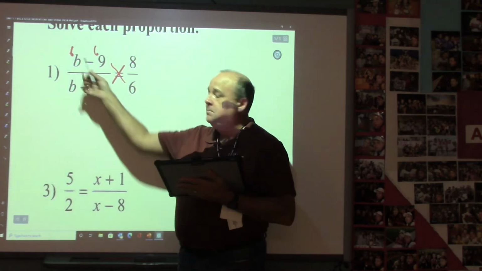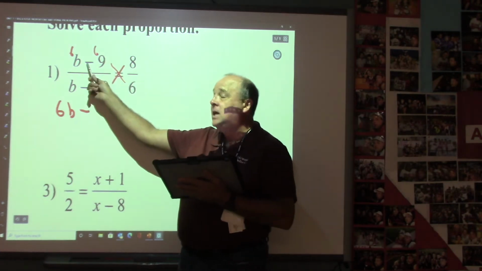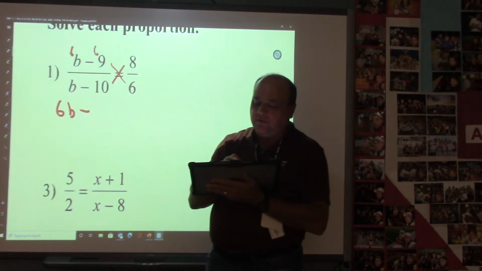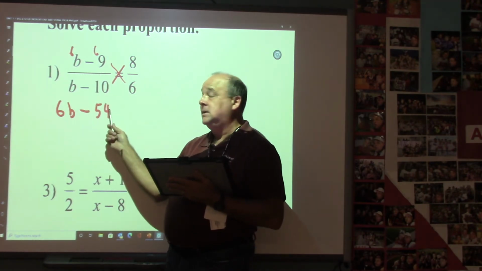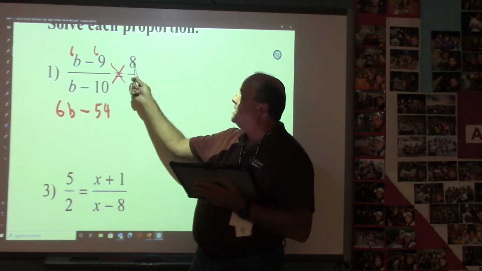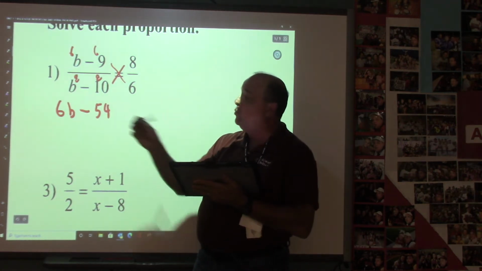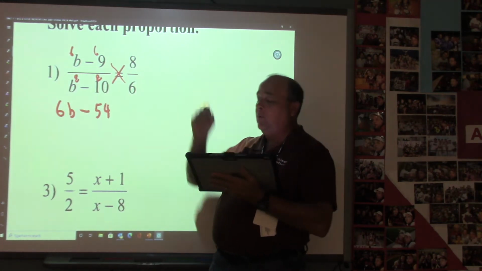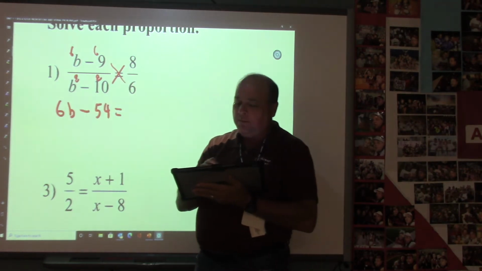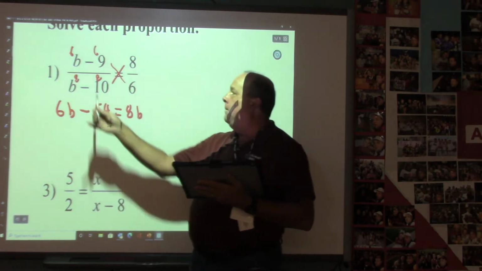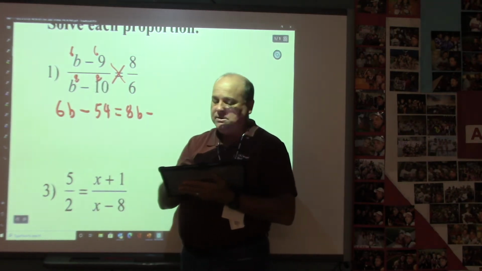So 6 times B is 6B, minus. A positive times a negative is a negative. 6 times 9 is 54. So all I did was multiply this B and 9 by 6. Now then down here, I'm going to take the 8 and multiply it by this, aren't I? But this won't go on the left side of the equal sign, it will go on the right side. Okay, so 8 times B is 8B. A positive times a negative is a negative. And 8 times 10 is 80.